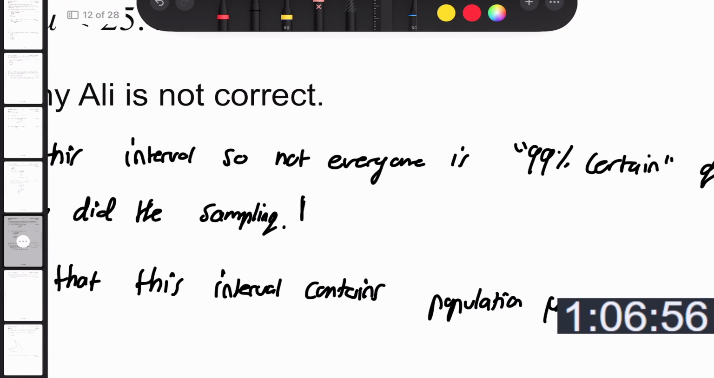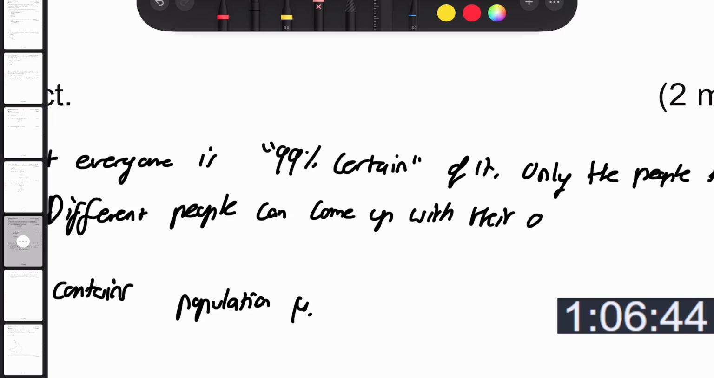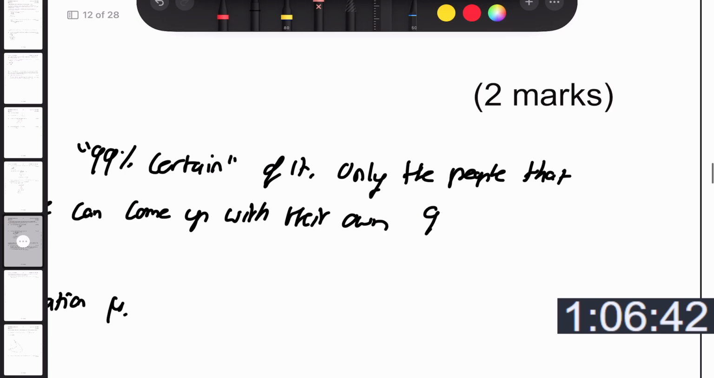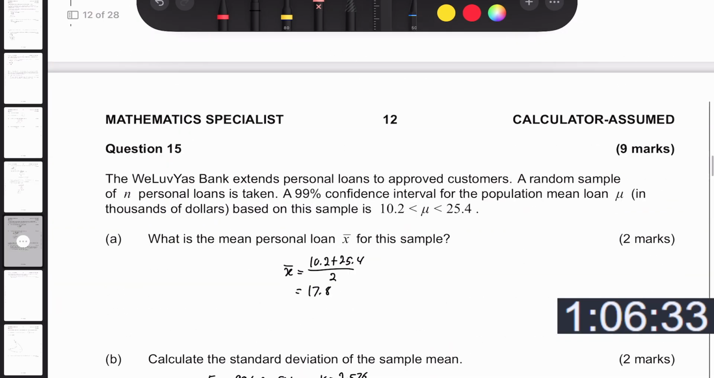So maybe different people for this one. Different people can come up with their own confidence intervals. And that's 90% certain. The true population.